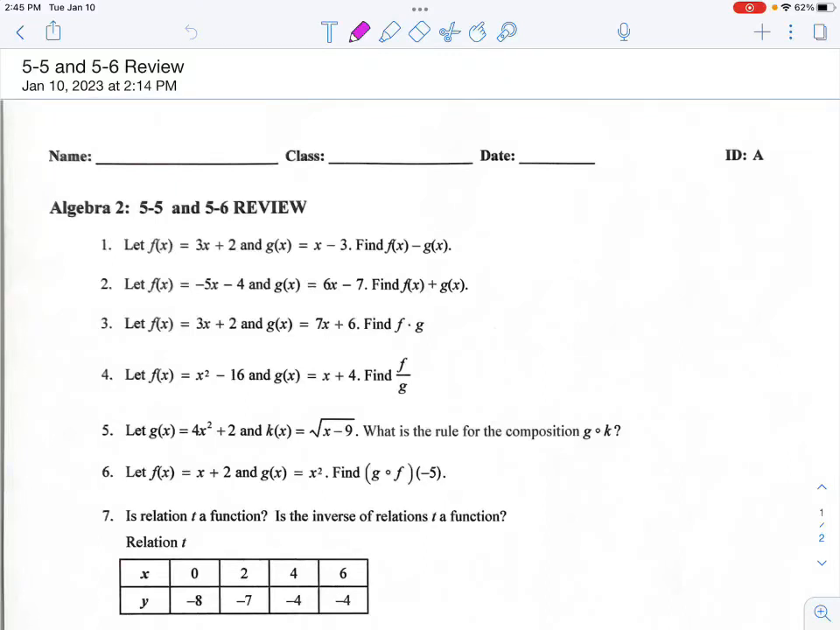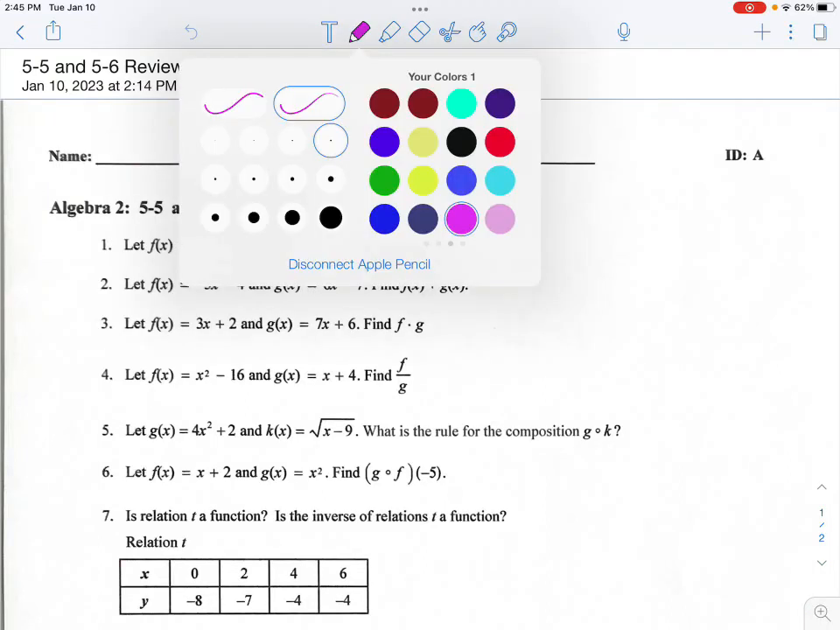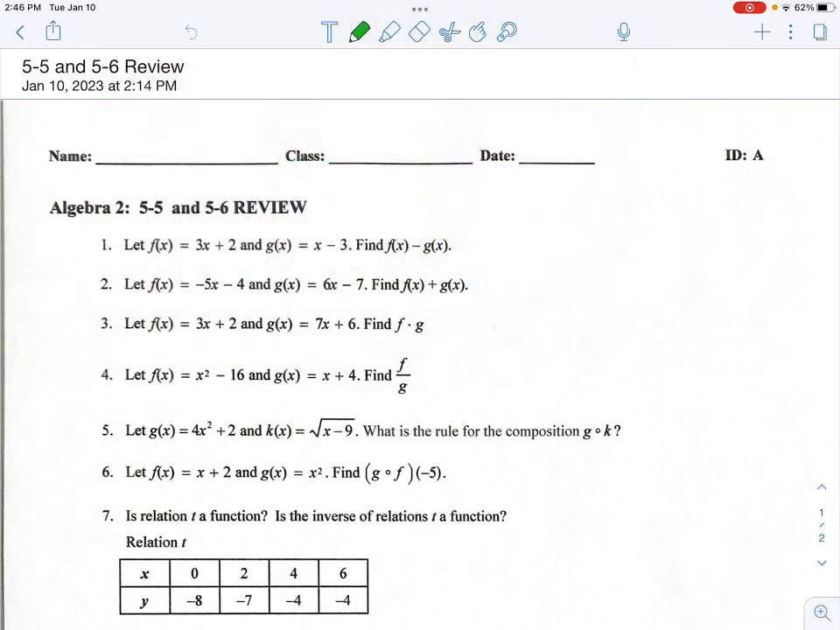All right, this is our lessons 5 and 6 review. So 1 through 4 are all adding, subtracting, multiplying, and dividing, combining like terms, the distributive property, all that fun stuff that we know how to do.